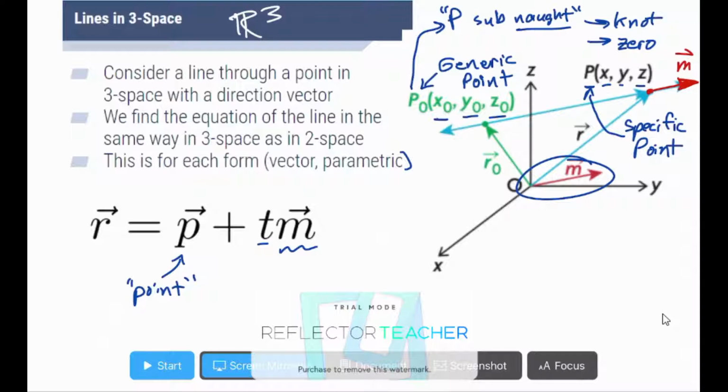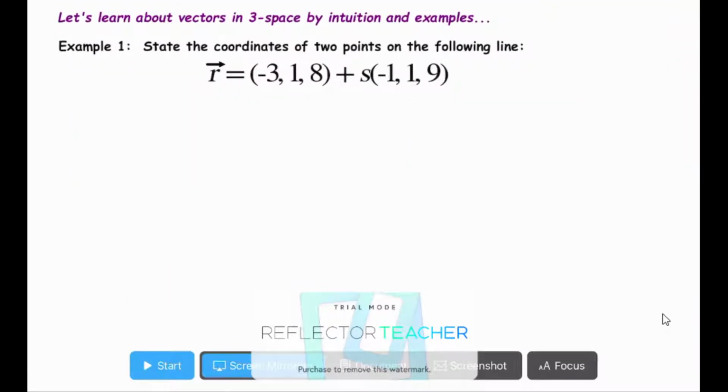Let's learn about vectors in 3 space by intuition and examples. So let's think, what do we already know about working with vectors and lines? And let's try to extend it into 3 space, 3-dimensional space. So we're going to have our starting point. S is going to be our parameter, so the scalar multiple of our direction vector. S is an element of the real numbers, so I can have any real value assigned to S.